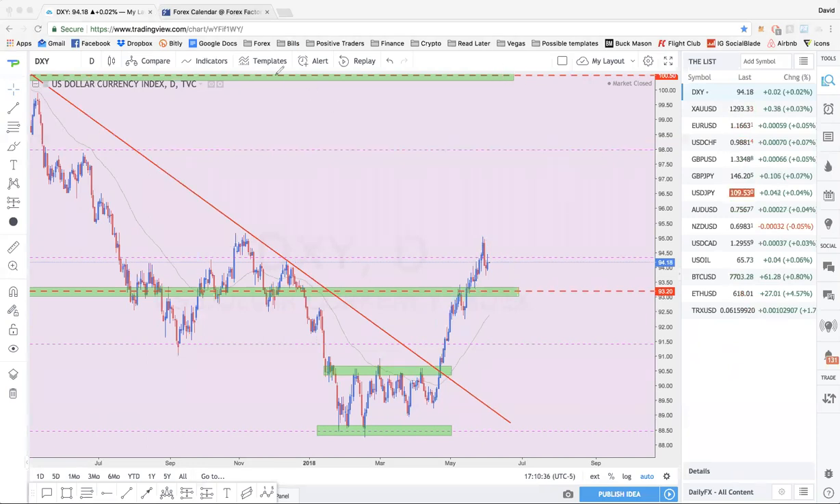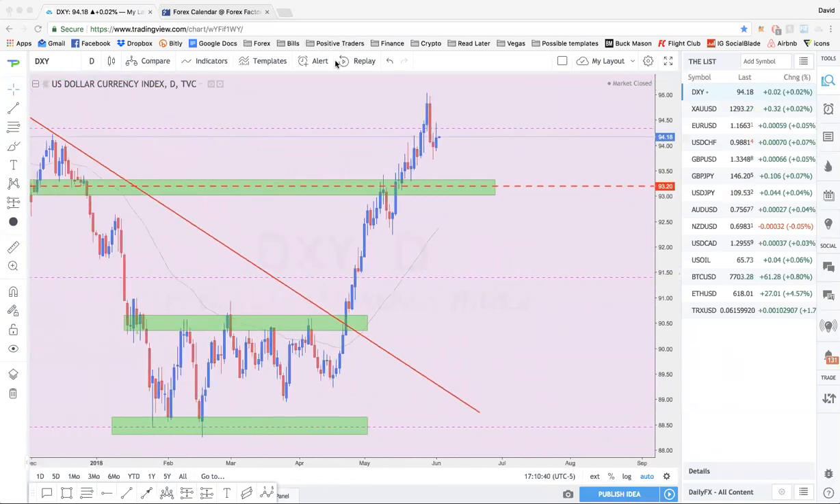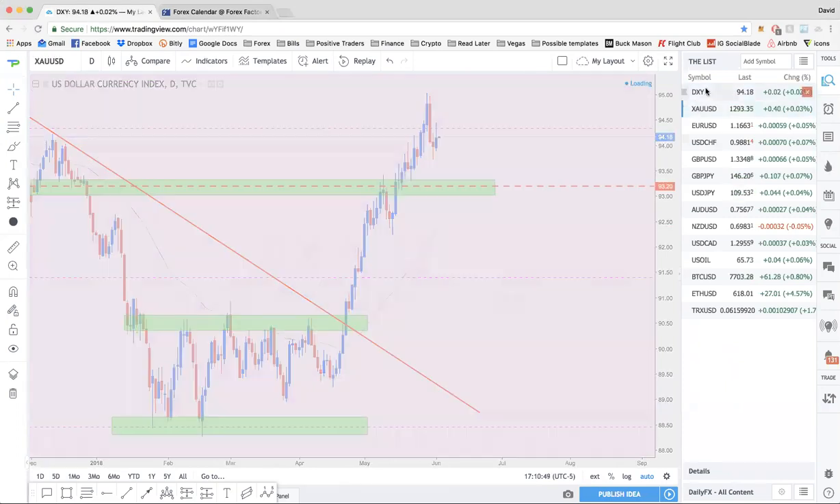So dollar index pretty much on the sidelines. I think there can be an argument made to the upside or the downside. But overall bullish, right? Bullish on the dollar. I like to be looking for opportunities to buy the dollar and scalp.